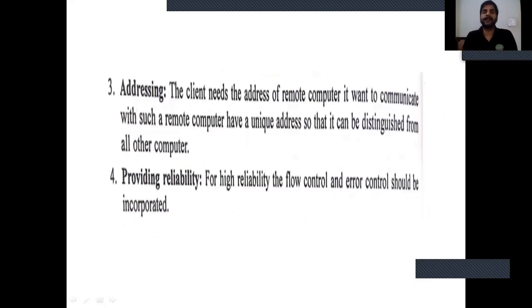The next function of the transport layer is addressing. The client needs the address of the remote computer it wants to communicate with. Such a remote computer has a unique address so that it can be distinguished from all other computers. Next, the transport layer provides reliability. For high reliability, flow control and error control should be incorporated.